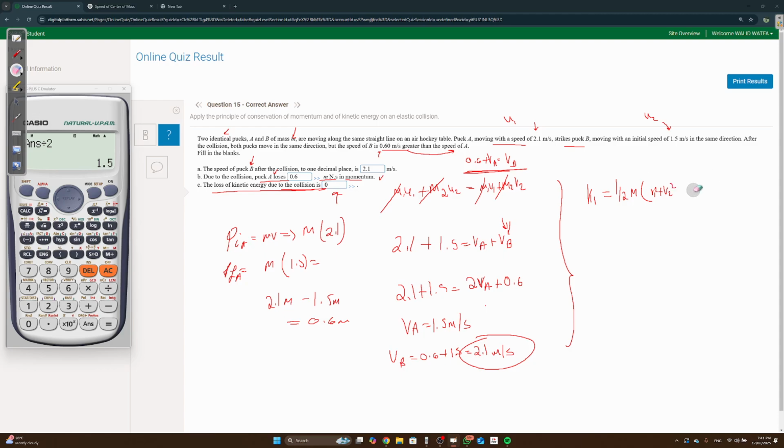You know, I'm not going to do this. This might confuse some people. So half m vA squared, which is just 2.1 squared, plus half m 1.5 squared. K2 finally is half m, for A it's now 1.5 squared, plus half m 2.1 squared for B. Aren't these just the same thing? Yes. Without calculating it, it's obviously the same thing. So there is zero loss.